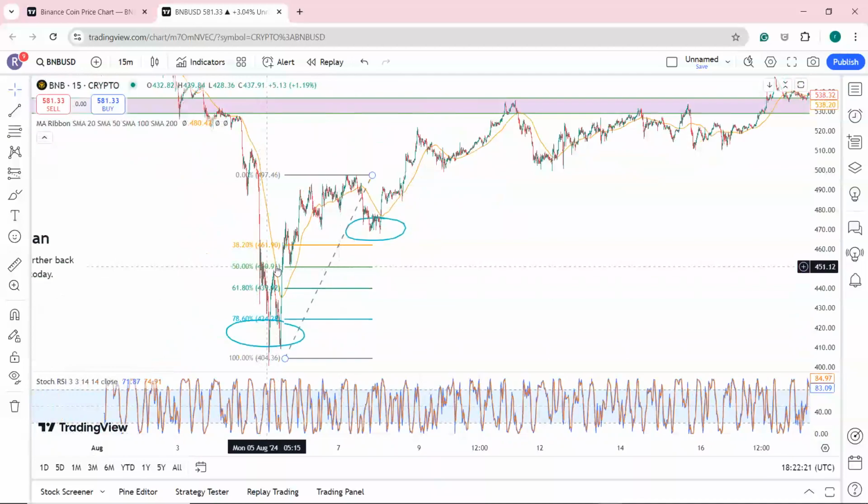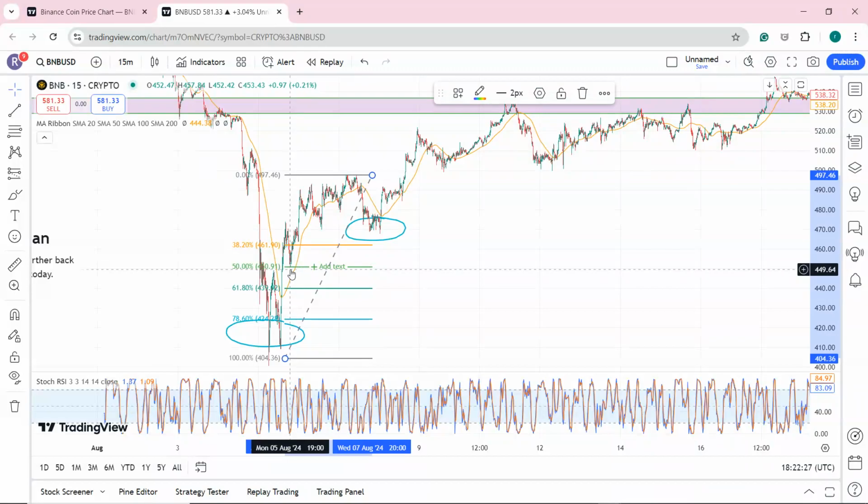Right, so take a look at it. It touched the 50%, which is a very deep pullback. Getting to the 50%, what happens to the price? It begins to move back up. I hope you guys understand this. So this is the beauty of understanding how to use fib retracement.